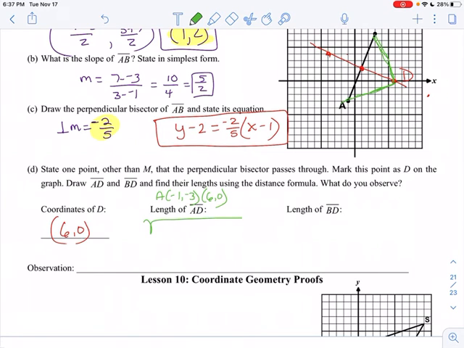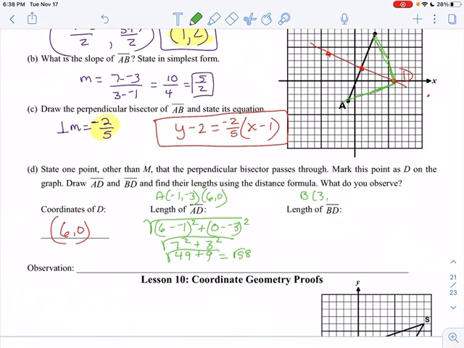So I find the length, I use my distance formula: the square root of x2 minus x1 squared plus y2 minus y1 squared. 6 minus negative 1 is 7 squared. 0 minus negative 3 is 3 squared. 7 squared is 49, and 3 squared is 9, which is radical 58.